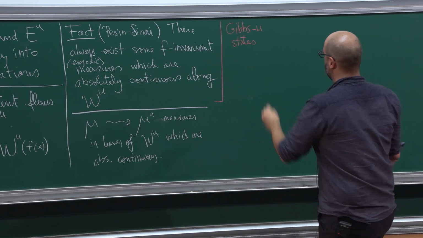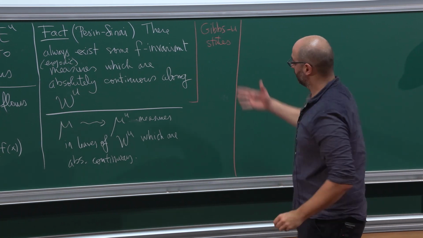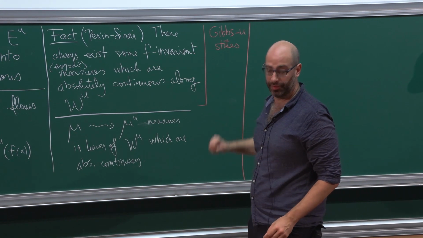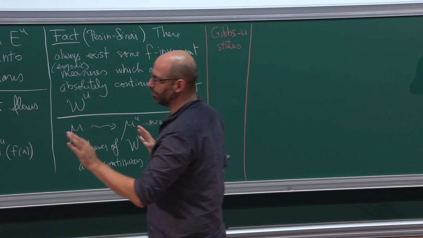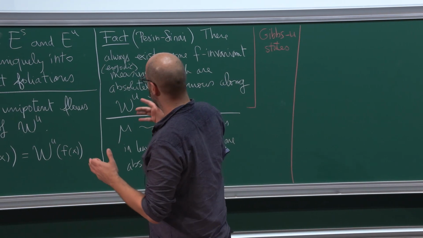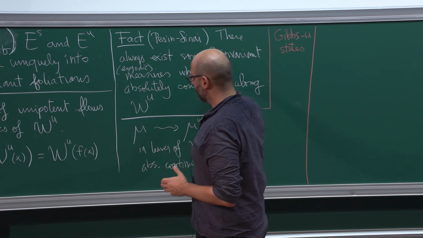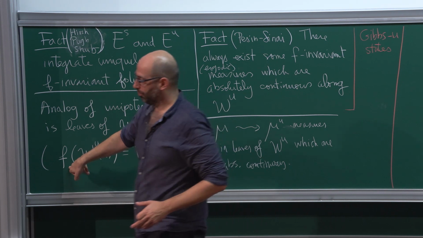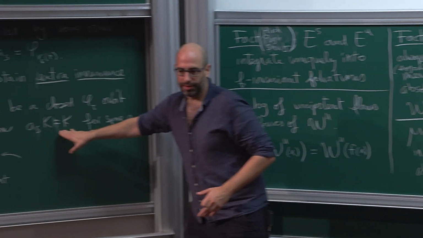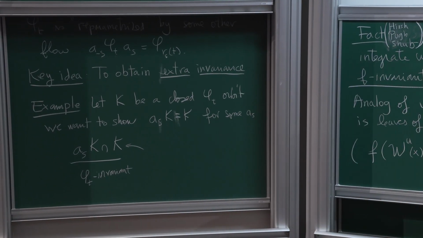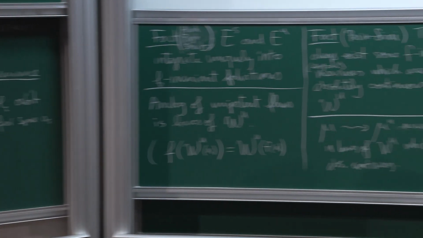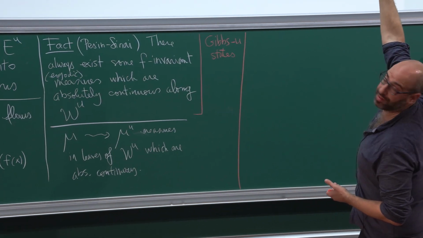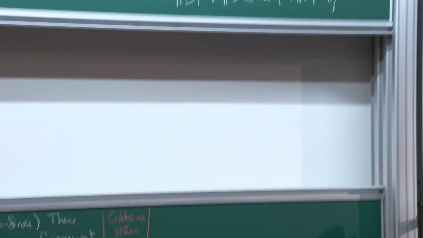So the goal is to try to see what we can say about the existence and uniqueness of these measures. Okay, so the analogy is not complete. These measures are already invariant under F, so it's not F that we want to show is invariant. What we want to show is whether these measures enjoy some additional invariance inside the center direction.